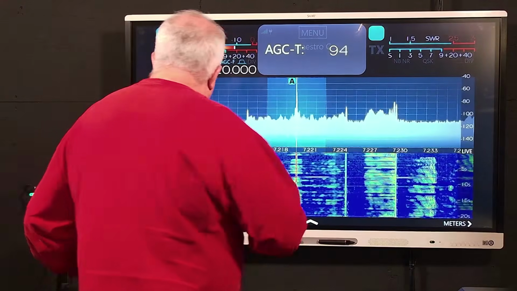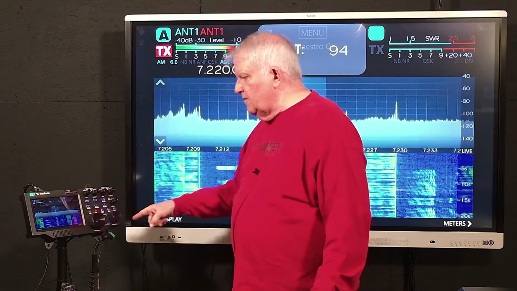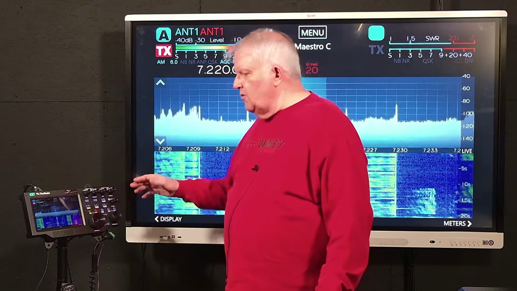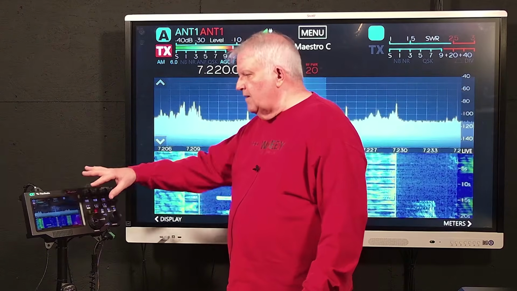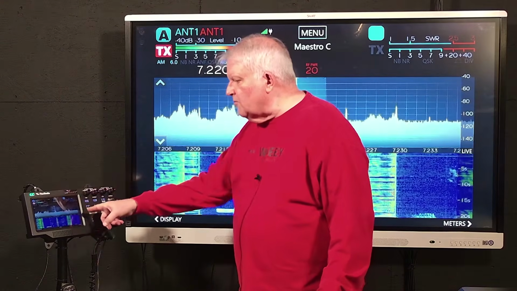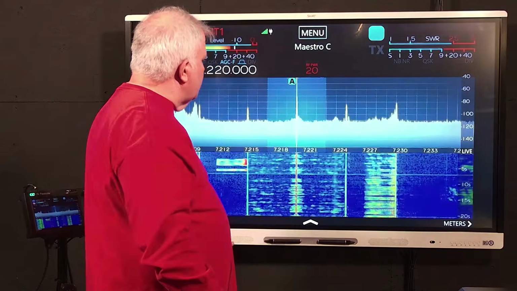Hi, here I am. So the Maestro, let me walk over here, is this box right here. This is the Maestro control unit. And you have a big knob. You can change the frequency that you're receiving. And it's got a bunch of other knobs and controls. And it's got a spectral display on the front. And what we have done is enlarge the spectral display over here on the monitor.